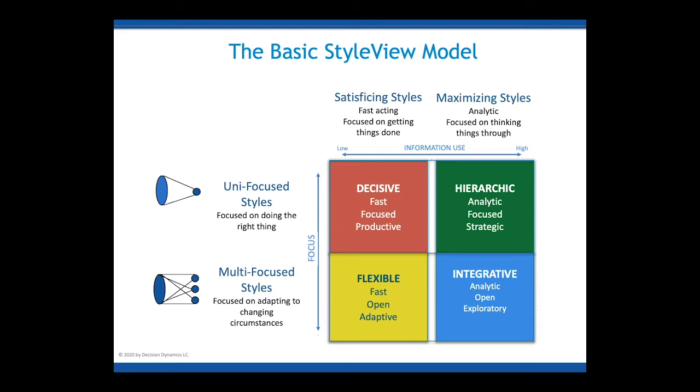On the vertical axis, in the top row, we have the decisive and hierarchic styles that are unifocused. That is, they have in mind a particular objective that is to be achieved in the process of making a decision. Whereas on the bottom row, we put the multifocus styles that have in mind multiple objectives, not just one, when decisions are being made.